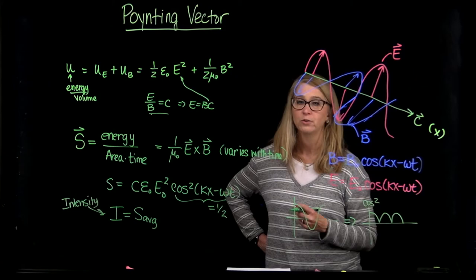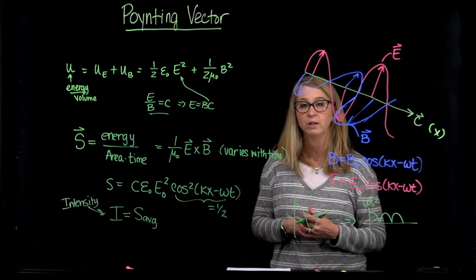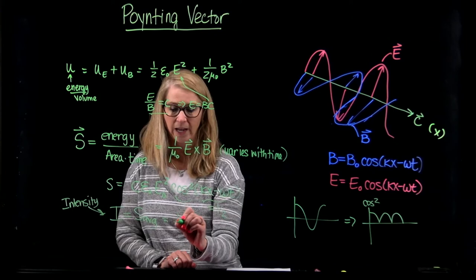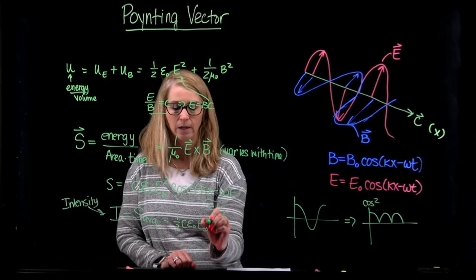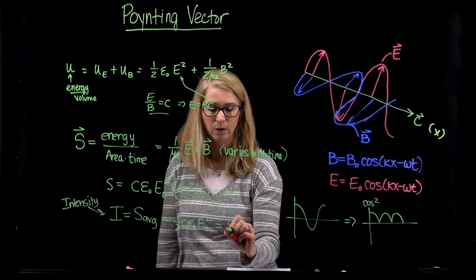And so if we think about taking all this, but looking at its average value over one period, we would say that it's going to just be 1/2 C epsilon naught E naught squared, which could also be written in terms of the magnetic field. And in that case, it would be C over 2 mu naught B naught squared.